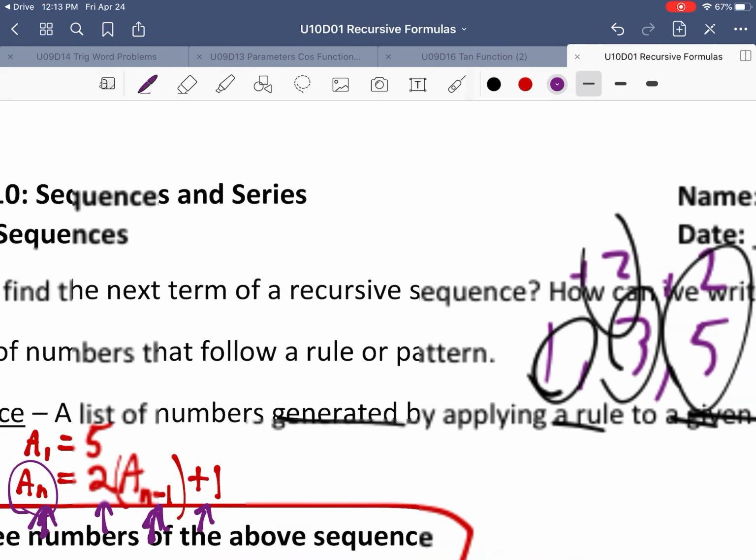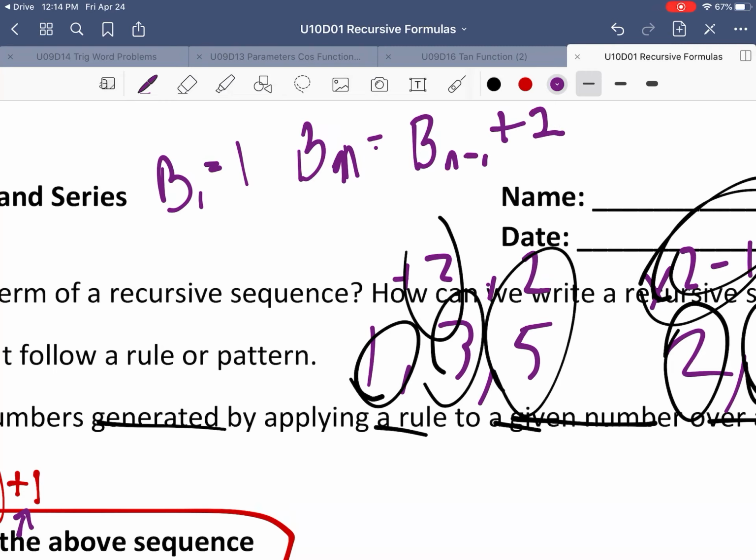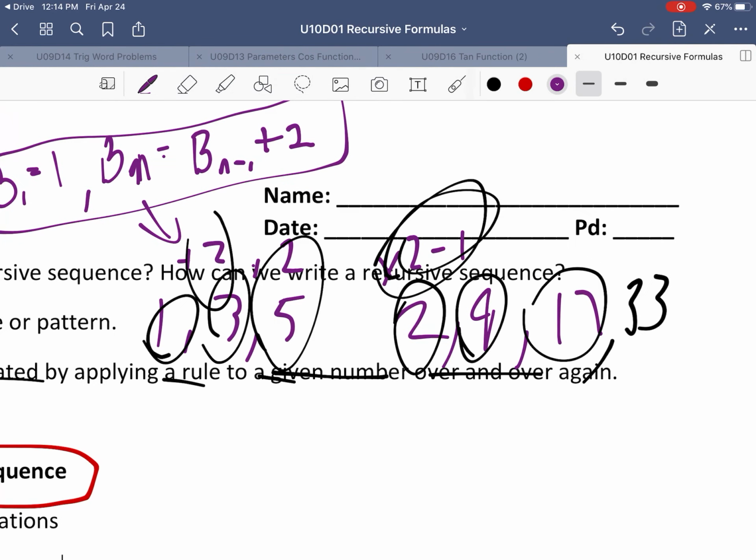All right, and you can write simple rules like that as well. We can write one for this 1, 2, 3 sequence as well. We'll call it Bn in this case. B1 is equal to 1. And the rule is to find the B sub n term, I need to find the previous term, which is Bn minus 1, which is a subscript. Everything here is a subscript. And then I have to add 2. So 2 is not a subscript. So this would be the rule for this sequence here.